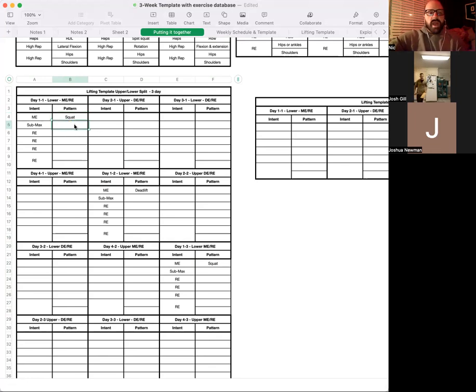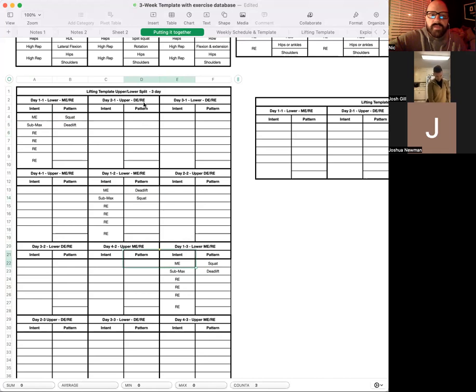So then sub max is where you would work up to a kind of heavy 5. If I'm doing squat first, I would do a deadlift variation second, and then your repetition effort work is going to be any of your accessory work to bring up those movements or put size on. This would be squat. Let's see, deadlift.